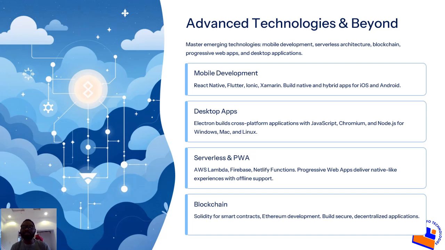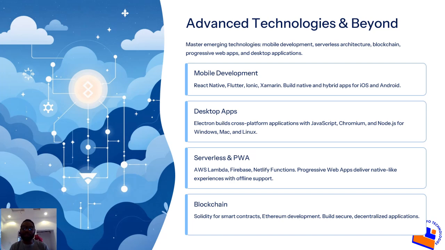Master emerging technologies: mobile development, serverless architecture, blockchain, progressive web apps, and desktop apps. For mobile development, we have React Native, Flutter, Ionic, and Xamarin to build native and hybrid apps for iOS and Android. Then desktop apps: Electron builds cross-platform applications with JavaScript, Chromium, and Node.js for Windows, Mac, and Linux. Then we have serverless and PWA.